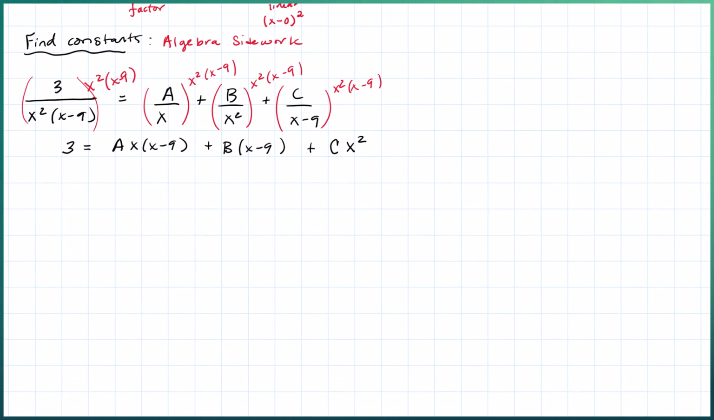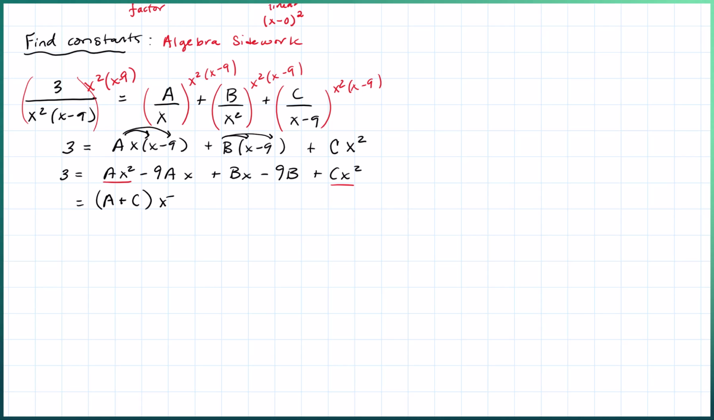So if we continue, let's continue, distribute, and figure out what coefficients are on each of the terms. So we'll distribute, nothing to distribute on that last term, and we have just the constant 3 over here. So this becomes ax squared minus 9a times x plus b times x minus 9 times b plus c x squared. And so then my x squared terms, I've got 2 of them, so I will combine those 2 terms, and the coefficient will be a plus c times x squared.